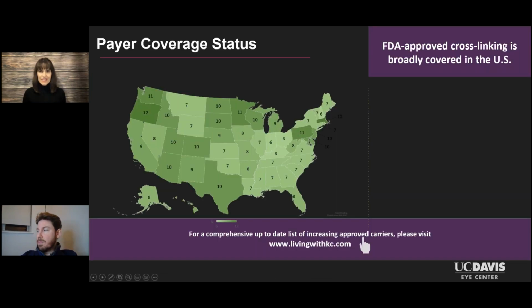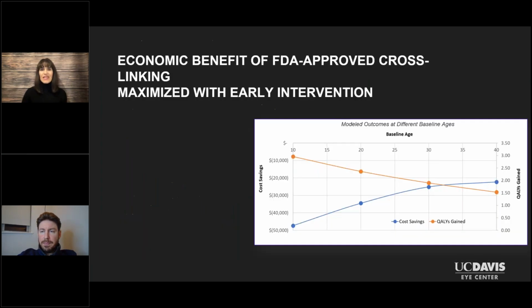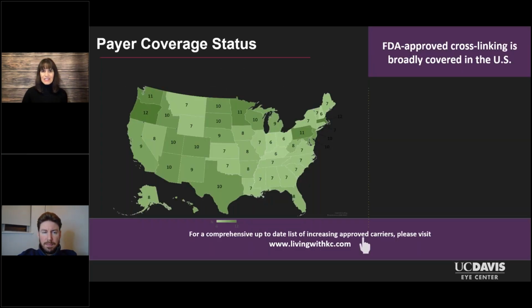So when FDA approved cross-linking in 2016, that was really exciting, and it still is quite exciting because many patients were going outside of the US to have cross-linking done. But at that time, and even a few years ago in California at least, we were having a lot of trouble getting cross-linking covered. But fortunately, the coverage is much, much better now. And as you can see, it's covered about 95, 96%.